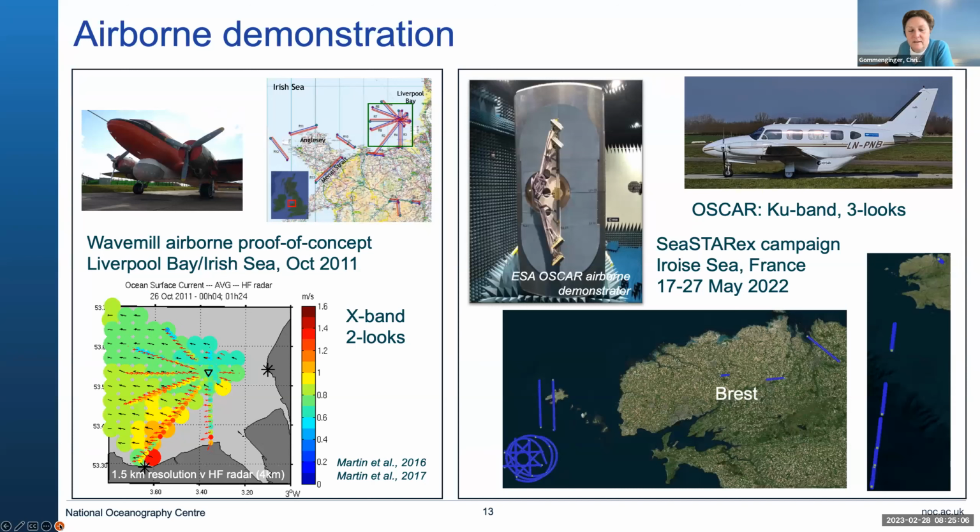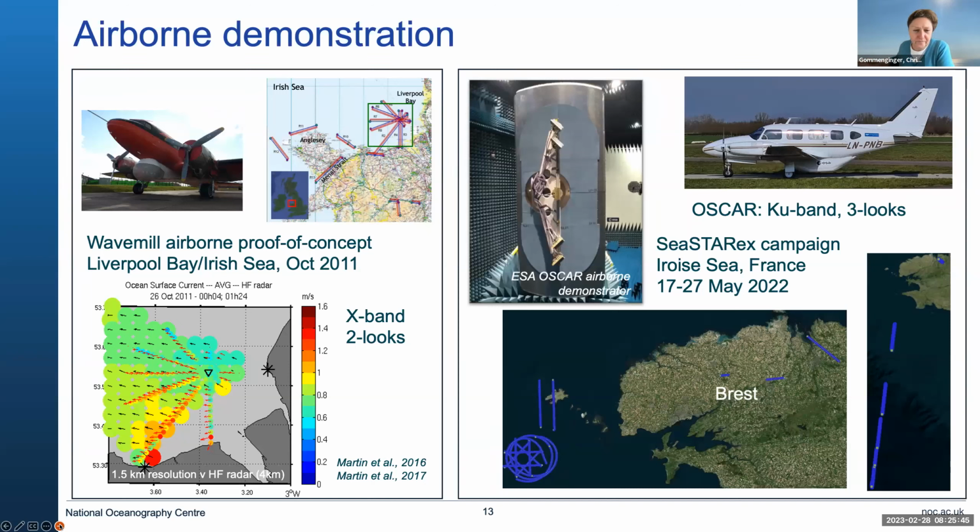So this is what you see there in the middle photograph. This is OSCAR, the airborne demonstrator for SEASTAR. Unlike WaveMill, OSCAR is a three-look system operating at Ku band. So it's very much a like-for-like demonstrator for what we're proposing to fly in space. And like I mentioned, the campaign that we flew was over the Iroise Sea, which is just west of Brest, which you see there in the lower panel. And all those blue tracks that you see everywhere are some of the flights that we have performed.